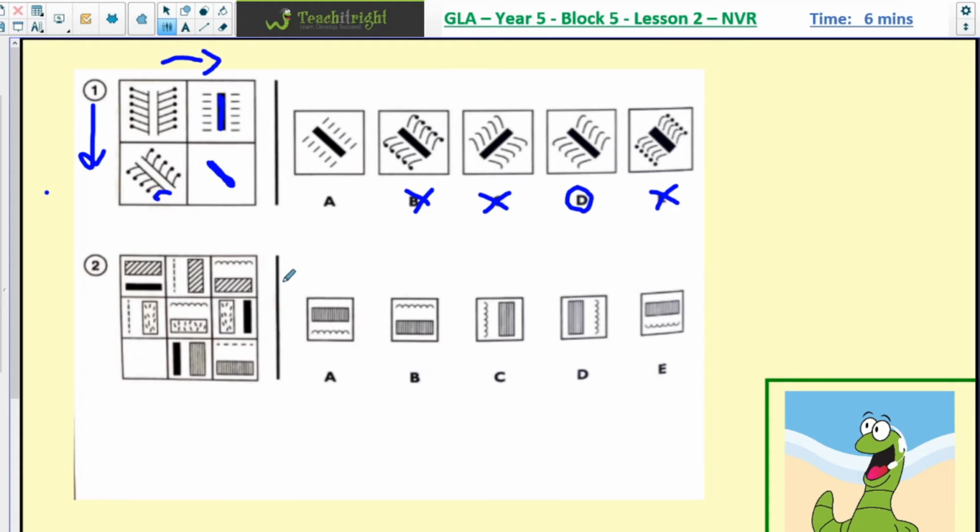Right, next question, number 2. Slightly larger matrices here. It's a 3x3 or a 9 square matrix. Let's start doing the same process. So I'm going to look left to right first off. What's happening? Well, always I've got my large rectangle which is shaded, and that is rotating around. So it's starting on the top, then it's facing right, then it's facing down. So as we go from left to right, things are rotating.